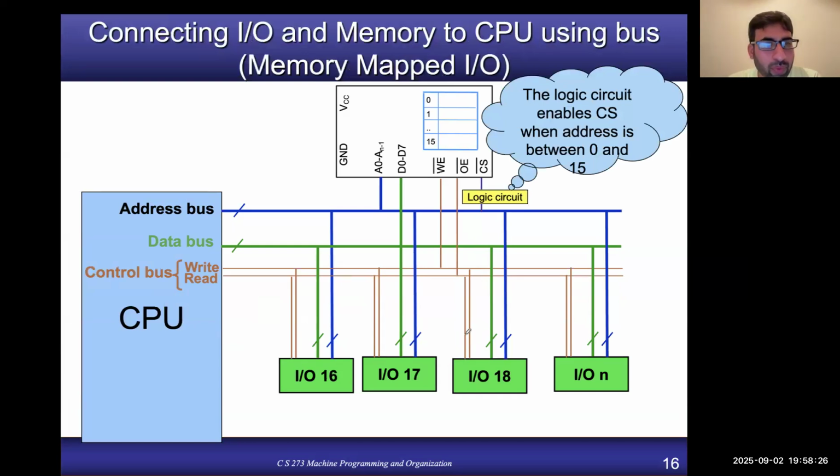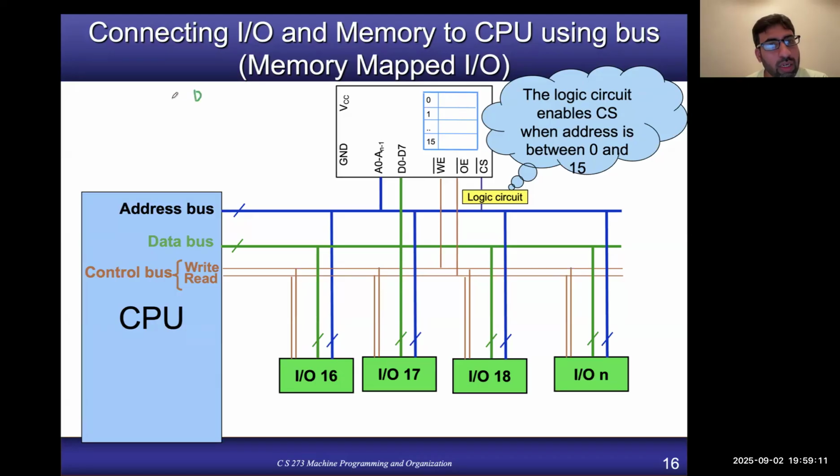Okay, but again, the addresses which are generated by the CPU can be in a range longer than the number of locations available in a memory chip. What does it mean? Keep in mind the same example from our previous slide. We have a memory which has only 16 different locations, like from 0 to 15, right?